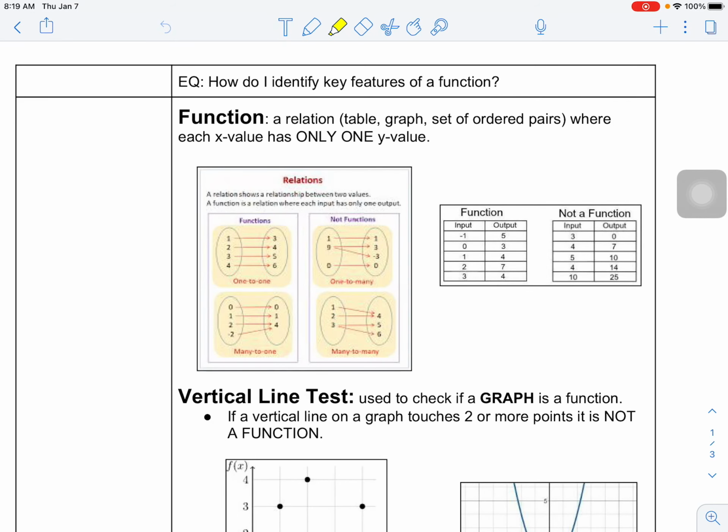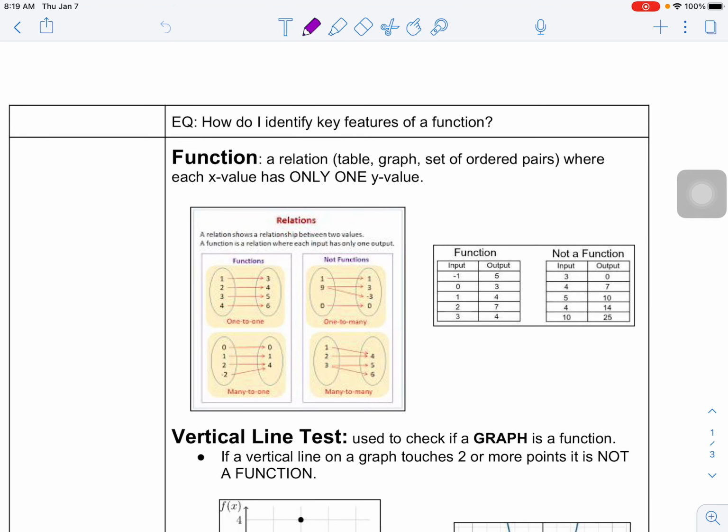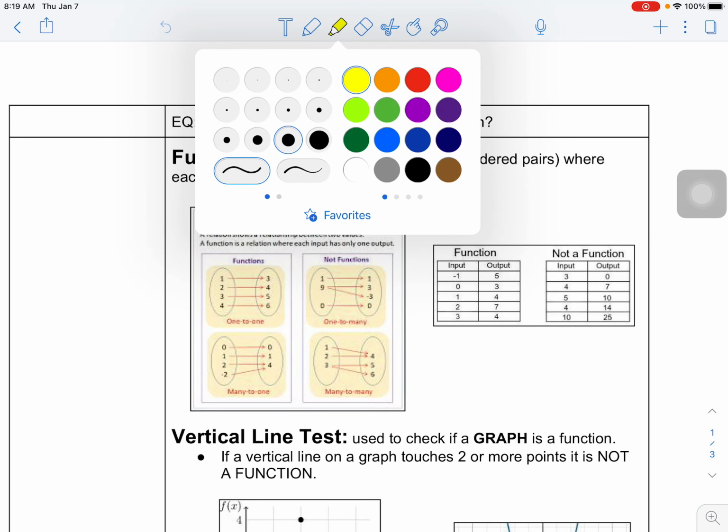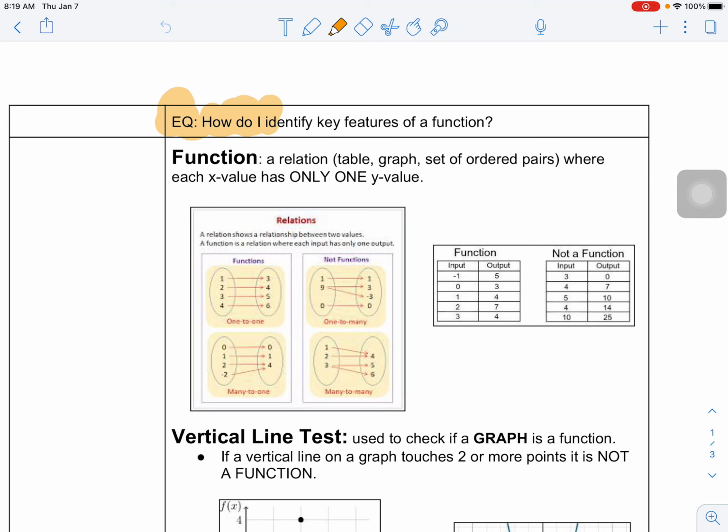These notes are around functions. The essential question for today is, how do I identify key features of a function? So they will cover what is a function, how do you tell, and what are the key features that I'm supposed to be finding.